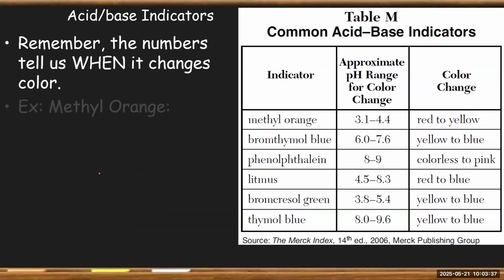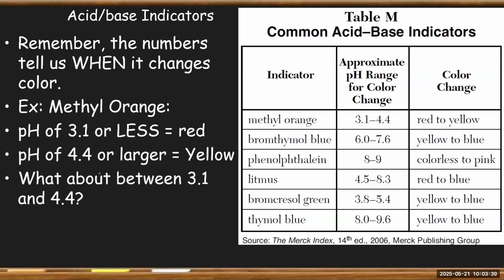All right. Remember, the numbers tell us when it changes color, methyl orange. So we all know this, right? What's between 3.1 and 4.4? Regions, knock on wood, will never ask you a number in between the two. So regions will never say Susie has a liquid with a pH of 3.89, what color would it be in methyl orange? They would never ask you that. But if they did, you'd say somewhere between red and yellow, which is like tangerine orange, or blood orange. No, they're never going to ask you that.